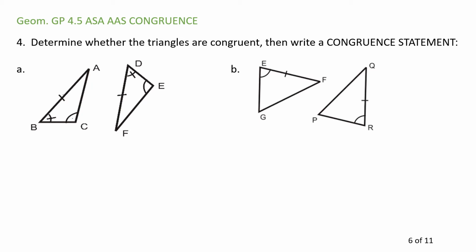Angle, angle, side. Regular angle, weird looking angle, side. So two angles and a non-included side. That one works. Looking at B, right off the bat, I need at least three pieces of information.